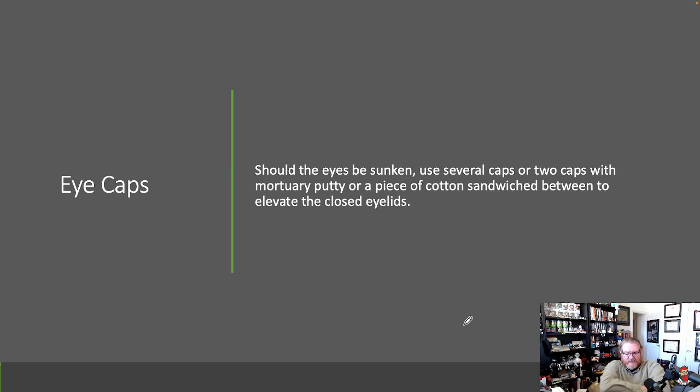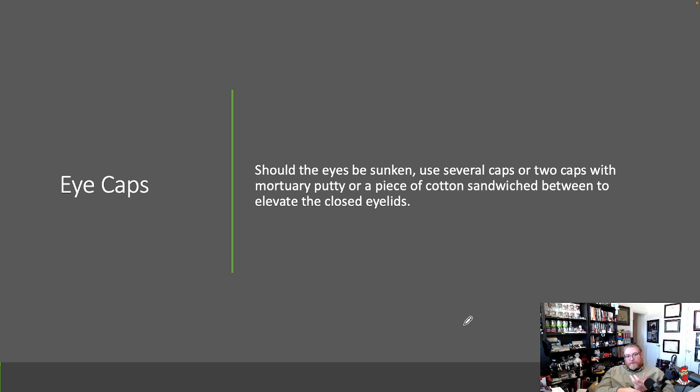Should the eyes be sunken, you could use several caps or caps with putty or cotton to elevate closed eyeballs. Now, another thing that I would do, and I found to be very effective on most cases, is I would take tissue builder. I would put it into the orbit of the eye, because usually in the cases I would embalm, the eyes are almost completely deflated. All of the liquid of the eye is basically dehydrated. So I would go in and I would fill the eye back up with tissue builder.